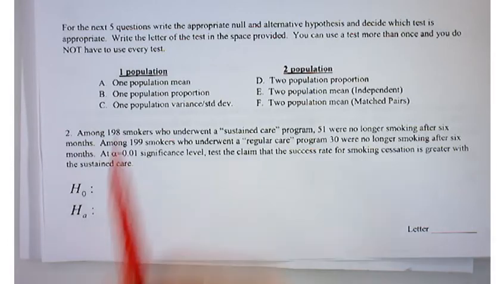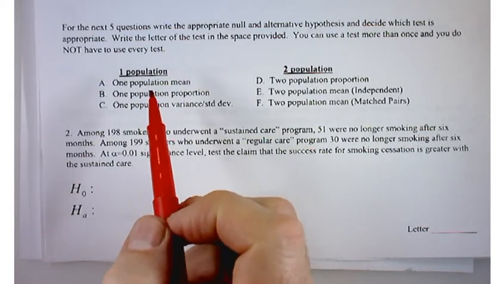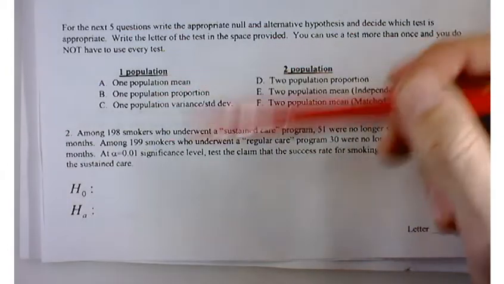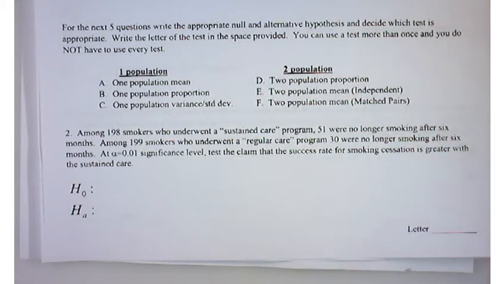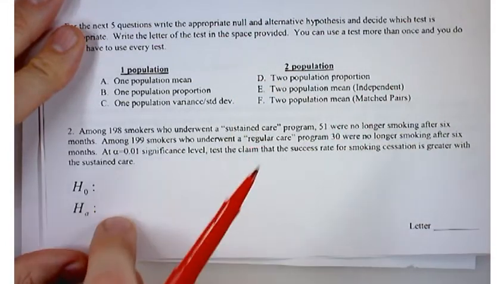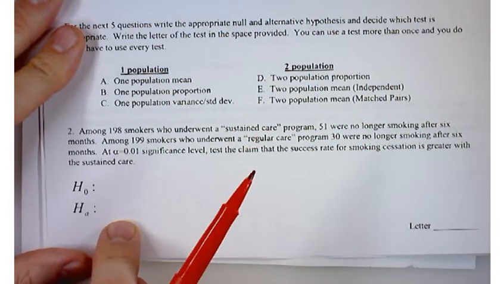So the first thing you need to decide is, is this going to be a 1-sample test or a 2-sample test? And then you're going to need to decide, well, which one of these is it? That'll be part of your work. The other part will be to write down H0 and HA.